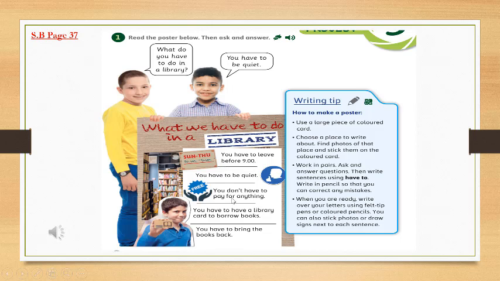Today we are going to learn how to make a poster. Writing tip. Use a large piece of colored card. Choose a place to write about. This is the place. Find photos of that place and stick them on the colored card. We stick the pictures.